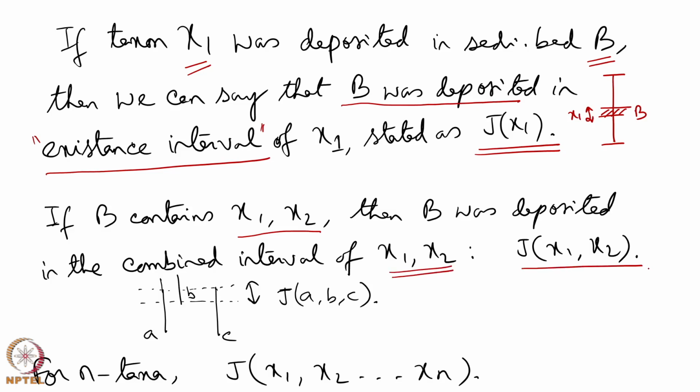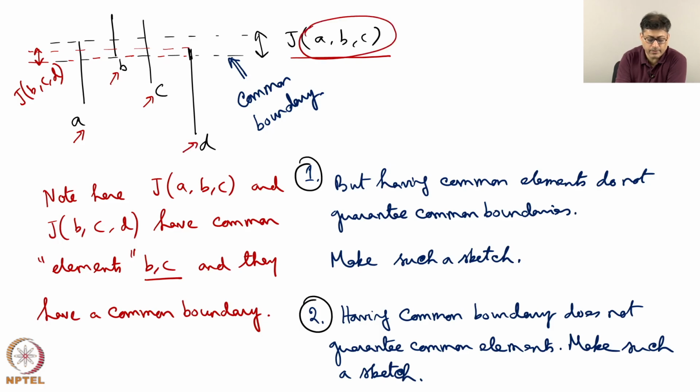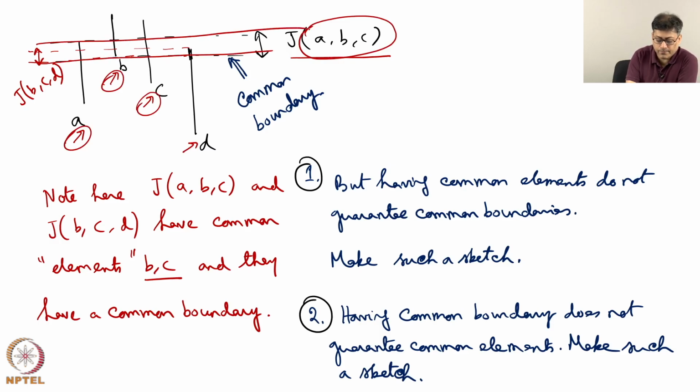Let us try to explain it. With the taxa A, B and C, J A,B,C I can write, and this is the common zone, this is the meaning of J A,B,C. For n taxa, of course, we can write J x1, x2 up to xn. Now, let us look at the J A,B,C in this case. A is drawn, B is present, C is present and D is present. I have taken only 3 of them, A, B and C, and we can see that the boundary is being drawn. This is the boundary.